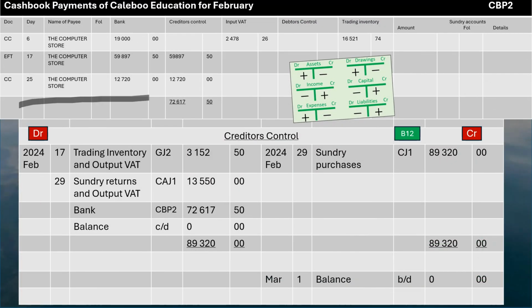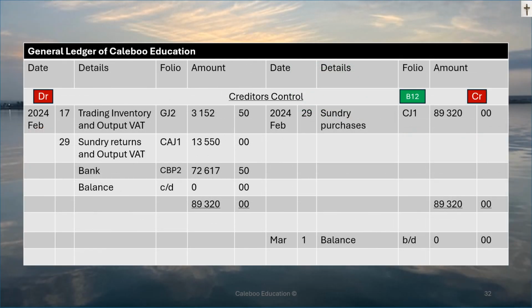Then we made payments to the computer store, and now we post this information. It's a decrease in liabilities when we make a payment, so there it is debited, 72617 total. And this here is what the general ledger account looks like after all the transactions have been posted.